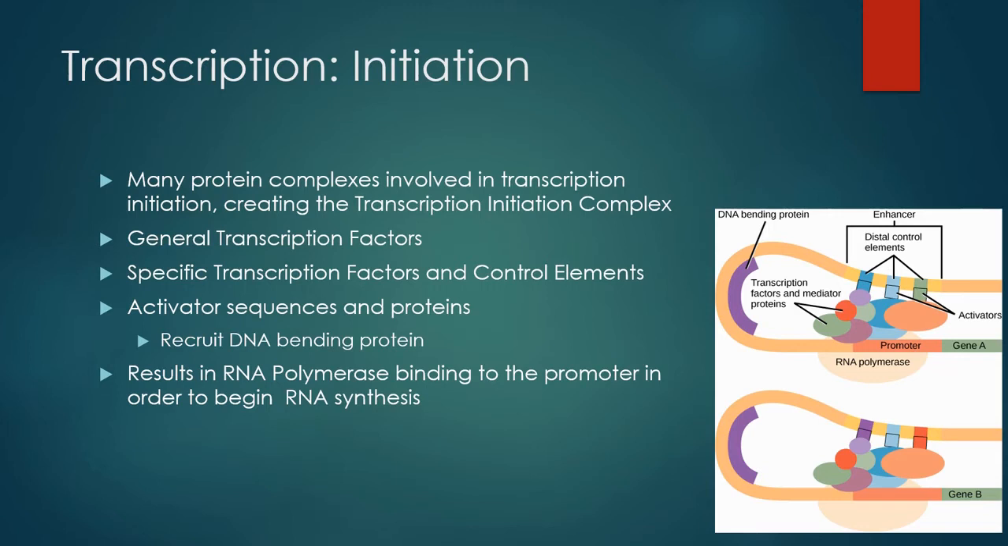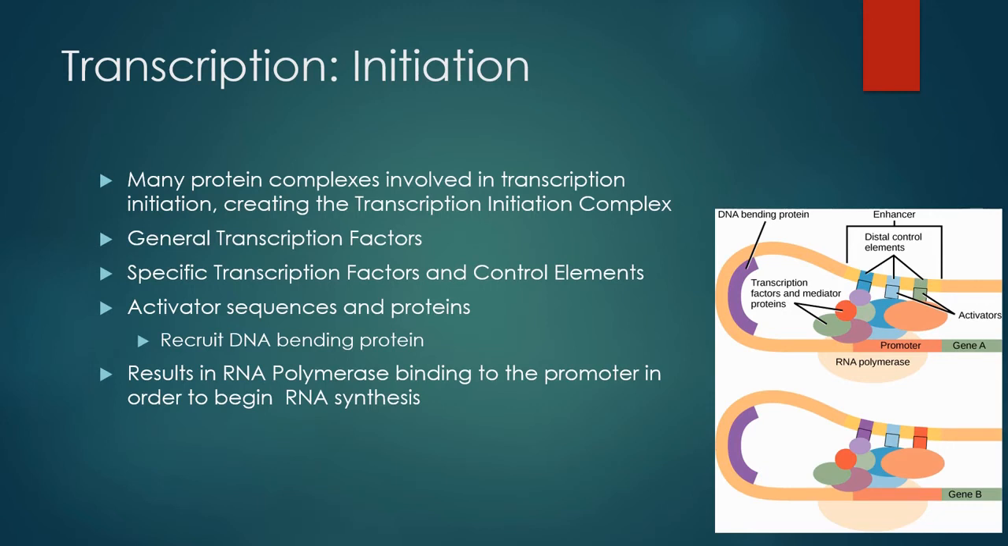So to increase that, we have specific transcription factors that bind to control elements. Control elements are non-coding DNA sequences that are upstream of the target gene that's to be transcribed. Really far control elements are called enhancers. These specific transcription factors will greatly increase the rate and binding affinity of RNA polymerase.